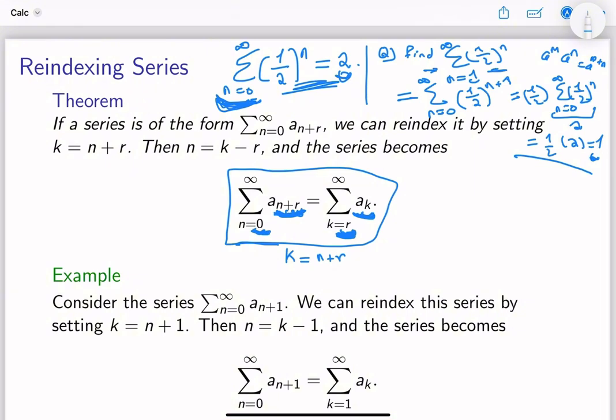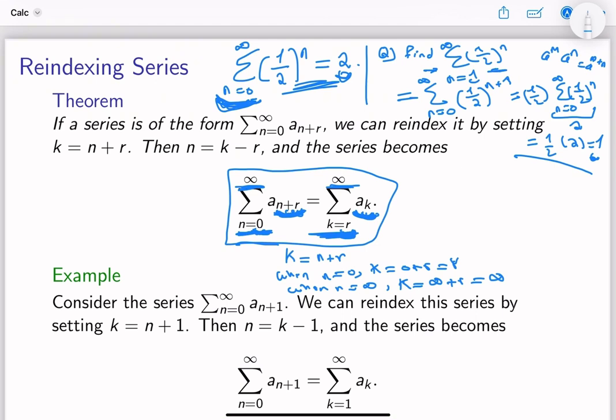this sum, the a here is gonna be indexed by k. However, you have to change the boundary of the sum, right? When n is 0, k is equal to 0 plus r, which is r. And this is why we're starting at r here, right? I'm going to give you an explicit example to see this. When n is infinity, well, k is infinity plus r, which is infinity. And this is why we're putting infinity here.